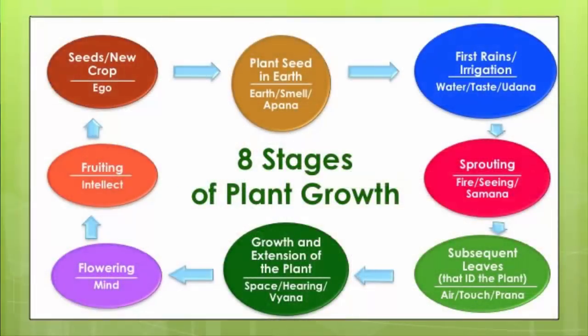You plant the seed in the earth, and that's associated with the element of earth, smell, and the apana energy of roots going down to be established. Then you have your first rains or your moisture, which causes the seeds to swell. And then the sprouting is the transformational point where the different catalysts of chemistry happen and you bring life to that seed. Then you have your first leaves that identify the plant, which is associated with the upward prana. And you have the growth and extension of the plant, which is associated with space, the volume that plant or tree needs in order to grow.